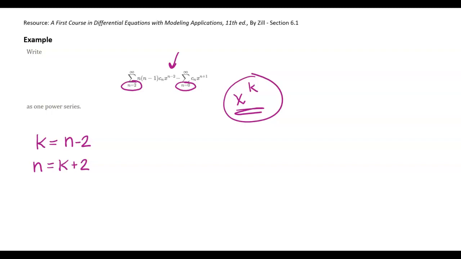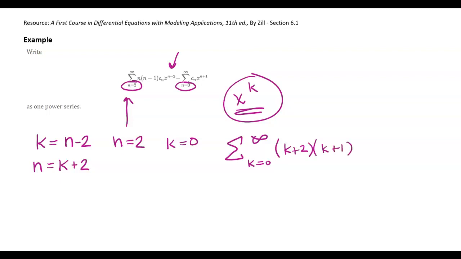So if n is equal to 2, then what is K equal to? And I'm using n equal to 2 because of my start value here. Well, K is equal to 0. So that means this first series is going to go from K equals 0 to infinity. In place of n, I'm going to plug in K plus 2, but then minus 1, so I'm going to do K plus 1, C to the K plus 2, x, and then when I plug in K plus 2 and I subtract 2, I get x to the power of K.